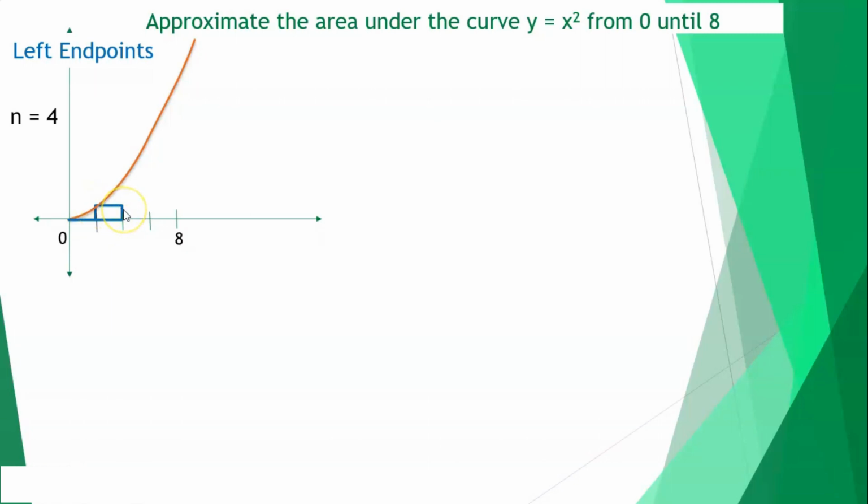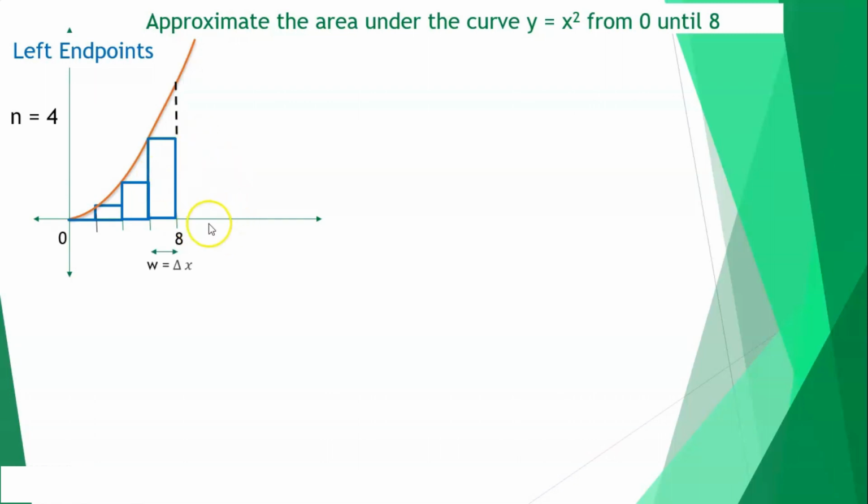For the third rectangle, this will be the rectangle, and the last is this one. Take note, with the left endpoints, the left part of the rectangle should touch the curve. For left endpoints, there are parts here that are not shaded. So when you say left endpoints, it's actually an under approximation of the area.